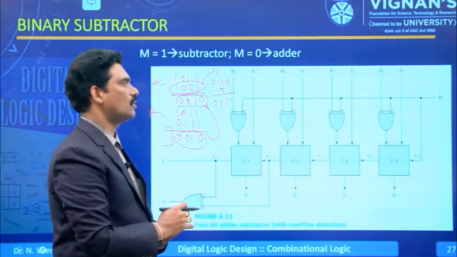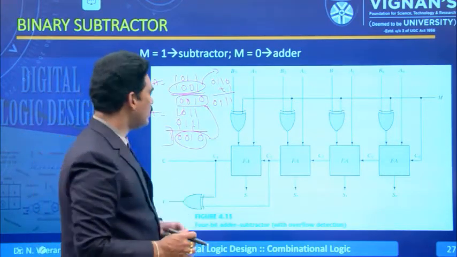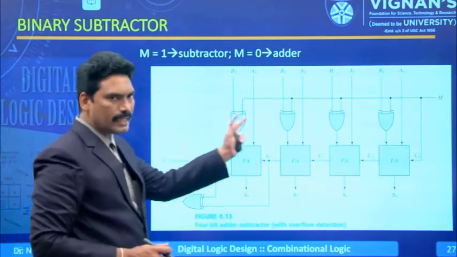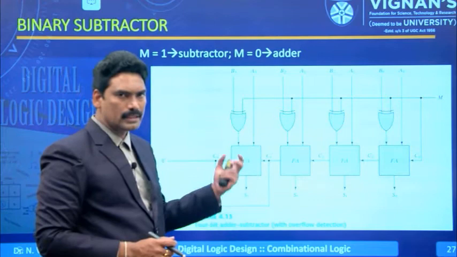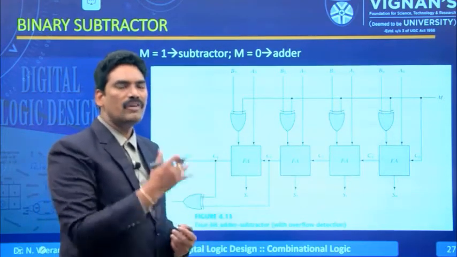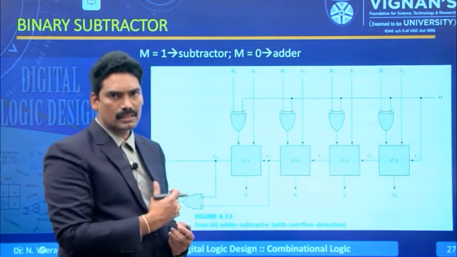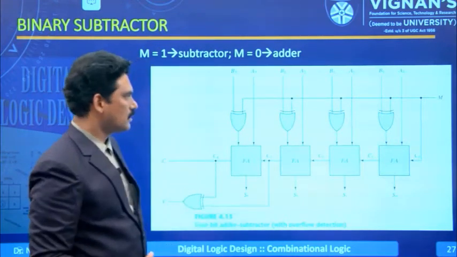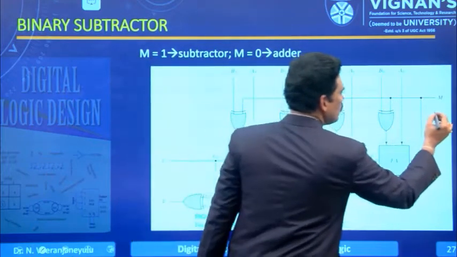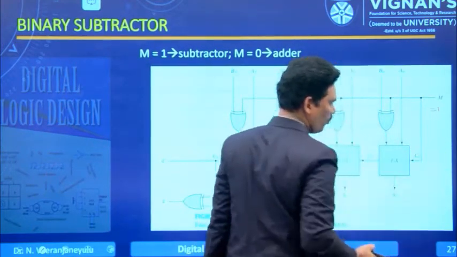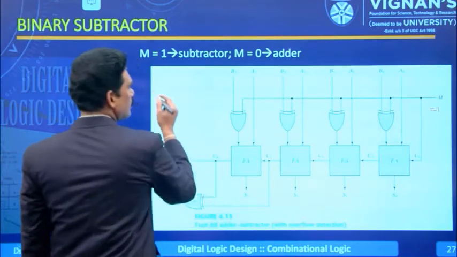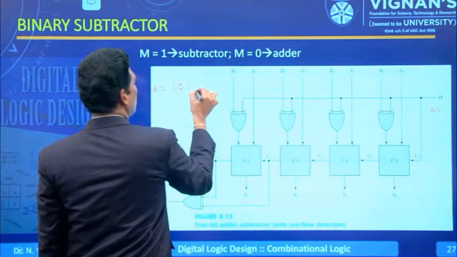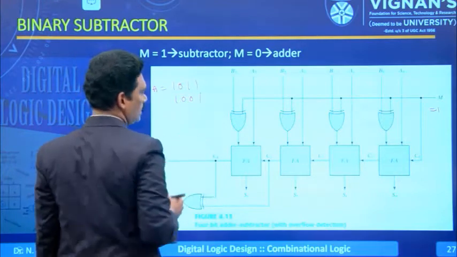Now we are saying if M is equal to 0, it acts as an adder, it performs the addition operation. If M is equal to 1, it acts as a subtractor. Now how it acts as a subtractor, we are going to discuss. M is equal to 1 now. The numbers are A is equal to 0, 1, 0, 1, 1 and B is 1, 0, 0, 1.